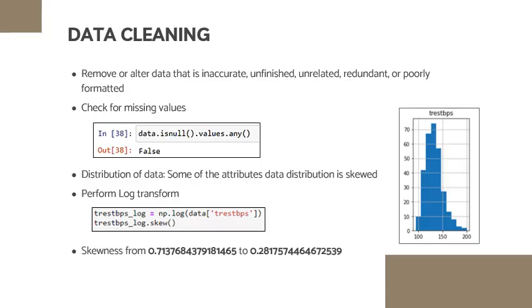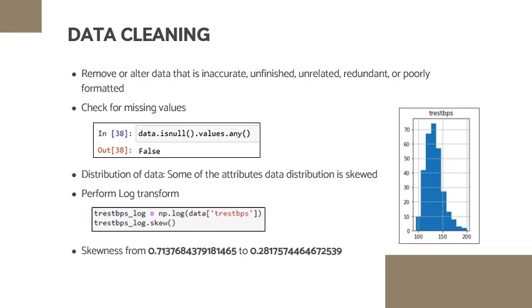Data cleaning is required when preparing data. This process will remove or alter inaccurate, unfinished, unrelated, redundant, or poorly formatted data. The first data cleaning conducted is checking if there are any missing values in the dataset used. Next, several histograms are plotted to show the data distribution of the parameters in the dataset. The results show that the data for age, cholesterol, and maximum heart rate achieved is normally distributed. Normally distributed data is more workable to achieve higher accuracy in prediction.